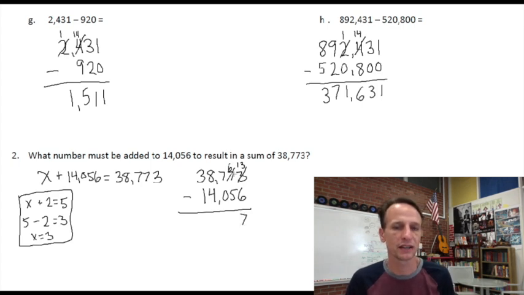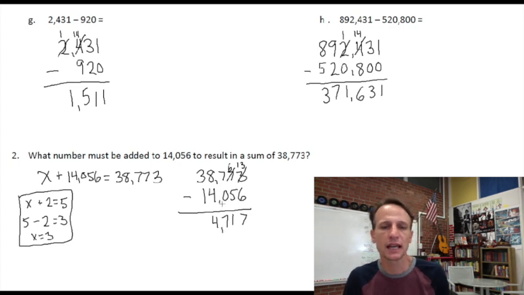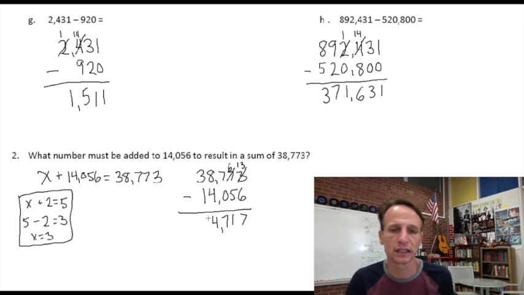6 minus 5 is 1, yes. 7 take away 0. Yeah, leaves 7. 8 minus 4. We can do that. It's 4. We know our doubles. Insert our comma while we're here. And 3 minus 1 equals 2. Makes sense, right?